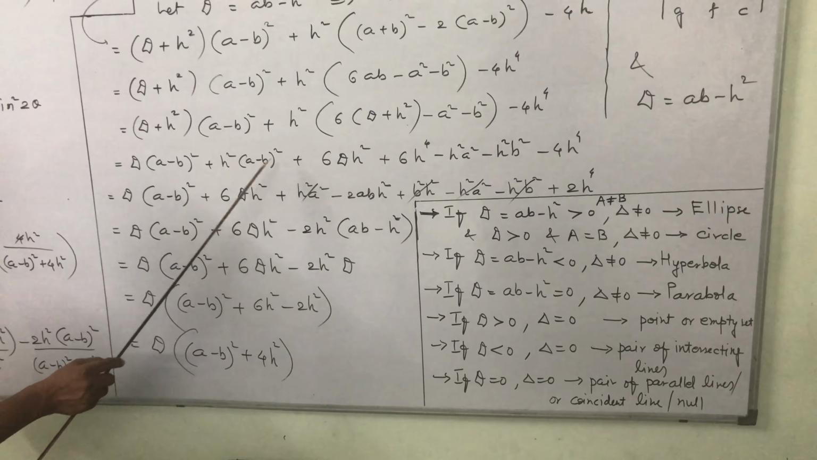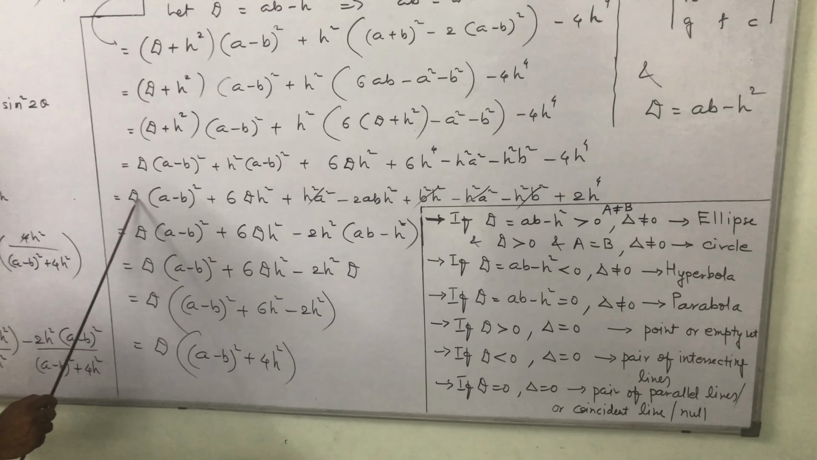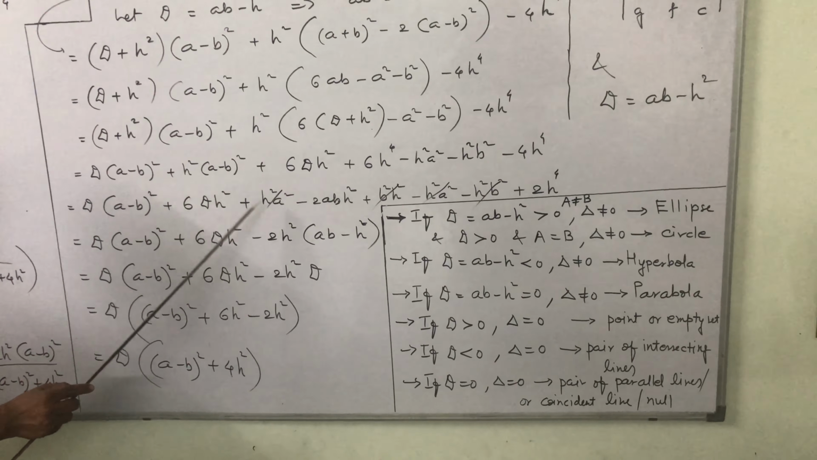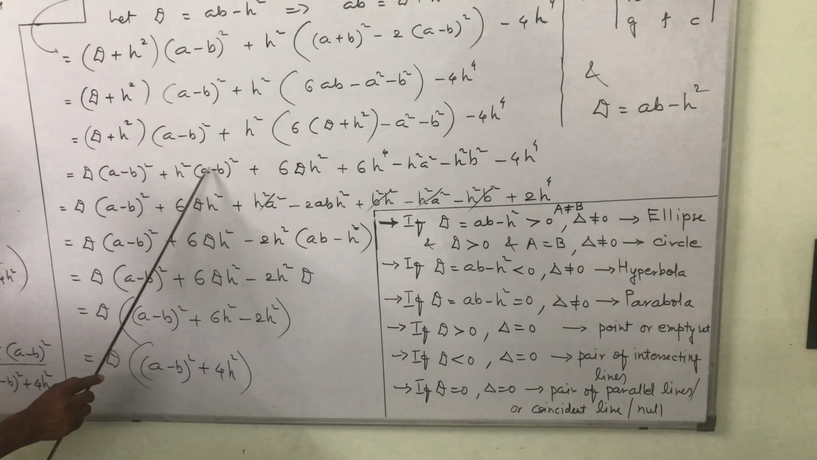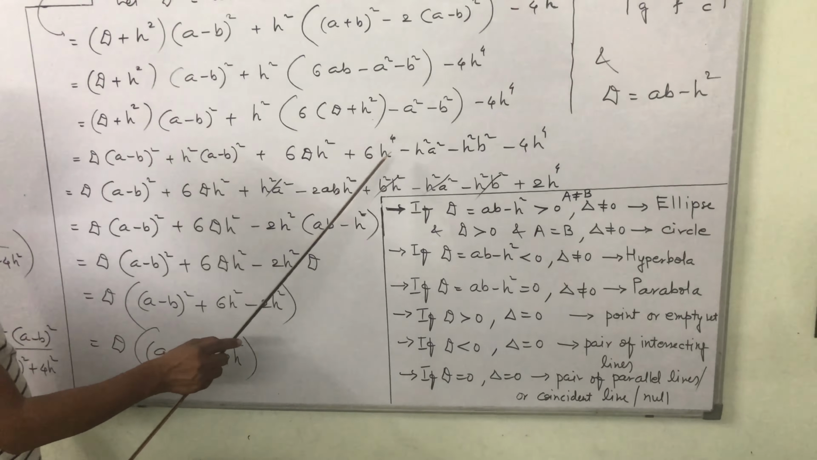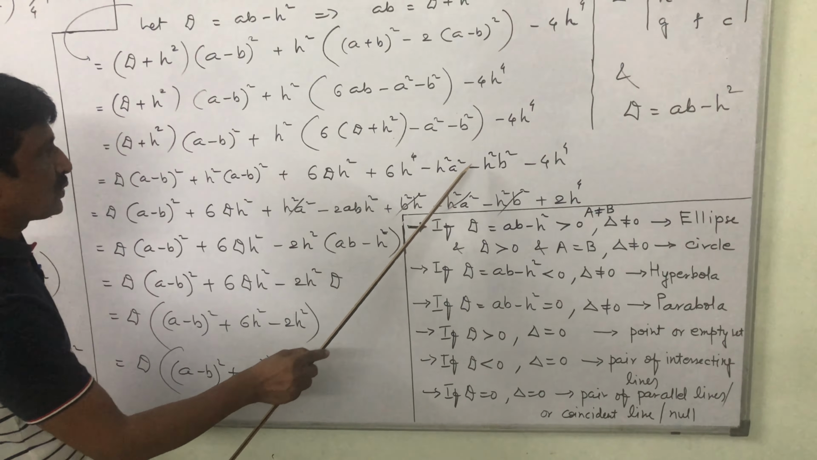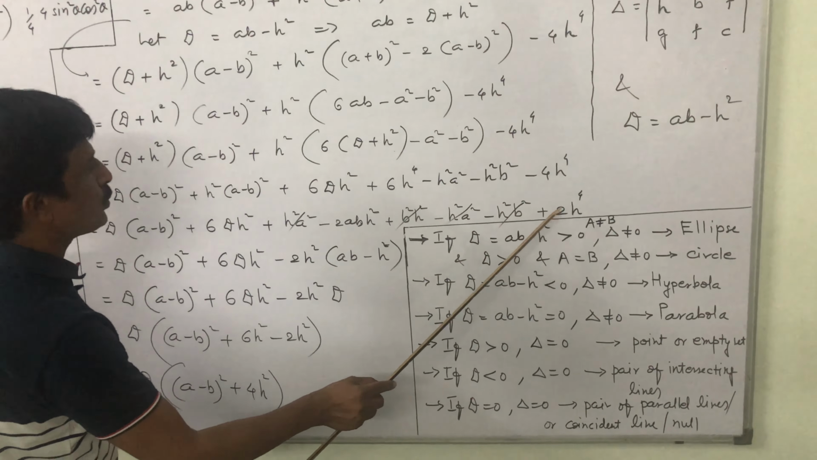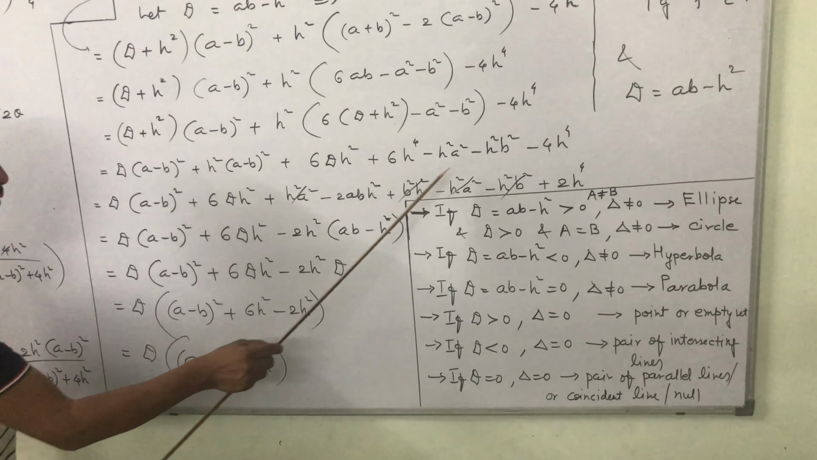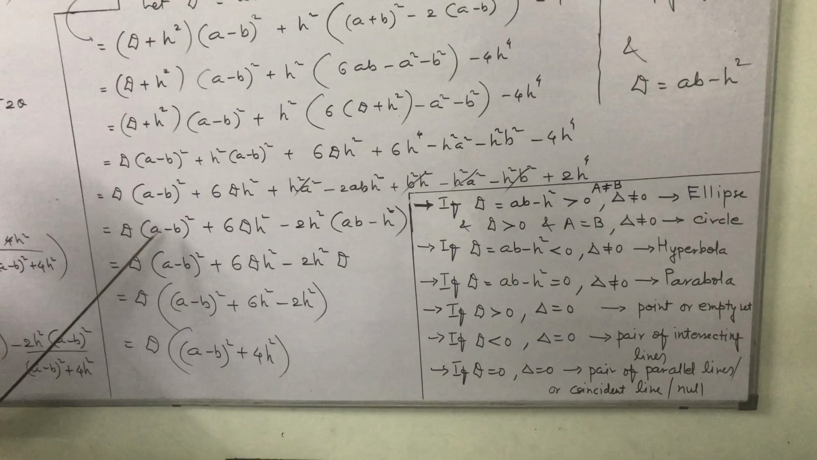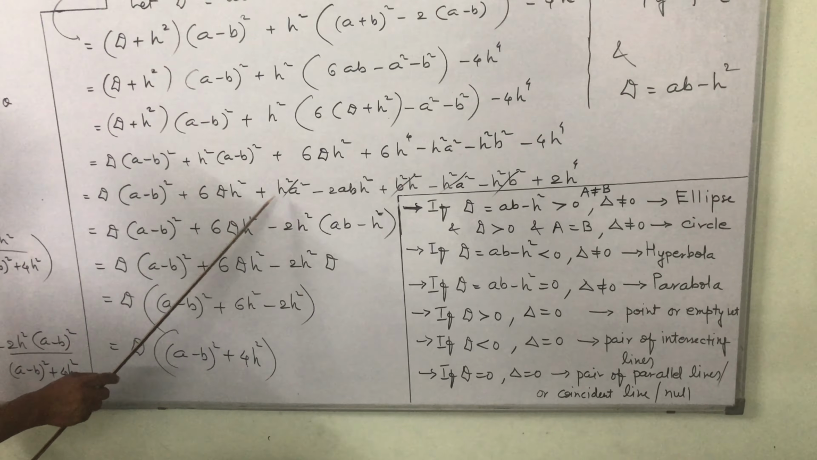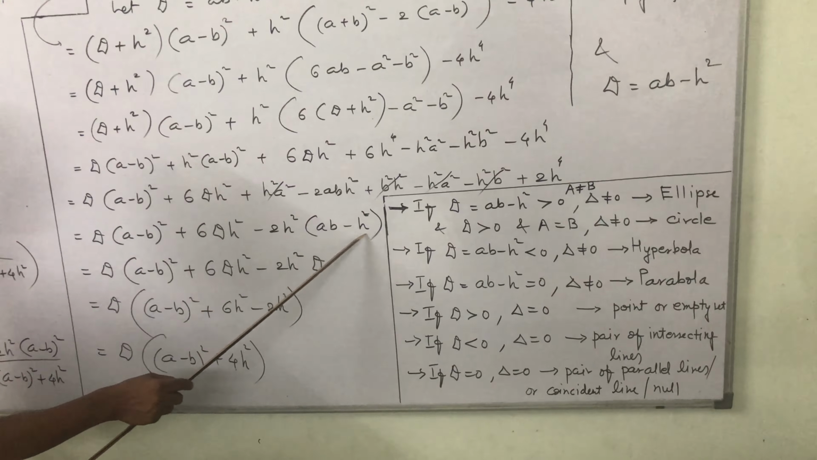So expanding this term, d into (a minus b) whole square, 6dh square, this one h square a square minus 2abh square plus h square b square, and this one minus h square a square minus h square b square plus 2h raised to 4, because these two terms give 2h raised to 4. This cancels out, this cancels out. We have d into (a minus b) whole square plus 6dh square minus 2h square into (ab minus h square).